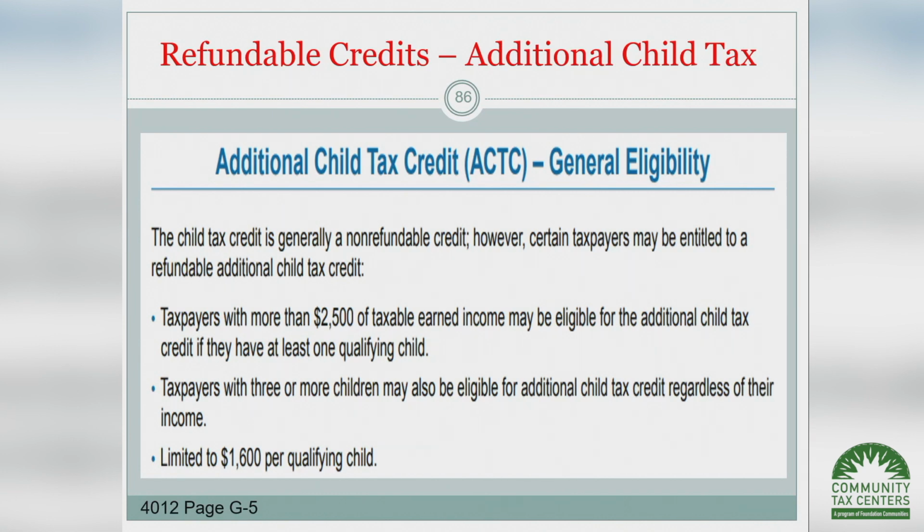Taxpayers with more than $2,500 of taxable earned income may be eligible for additional child tax credit if they have at least one qualifying child. Taxpayers with 3 or more children may be eligible for additional child tax credit regardless of their income, and it is limited to $1,600 per child. Y'all see where the money starts to come in? You see dollar signs in your head?